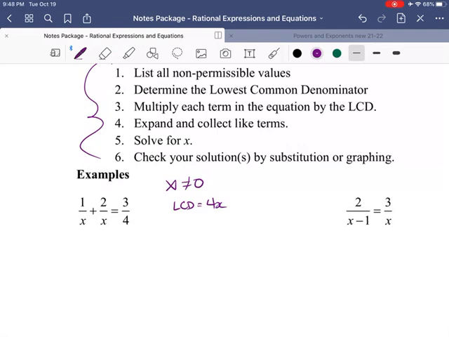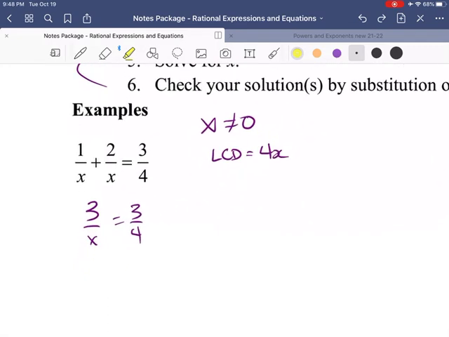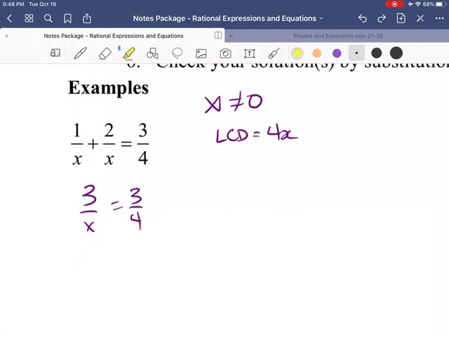In this example, we can actually simplify. These are the same denominator, so we can add those two fractions. So we have 3 over x is equal to 3 over 4. Now you might be going, all right, Mr. Blackwell, I can just see this, and the numerators are equivalent, so x must equal 4. Well, that's great, but I want to show you the steps so you can follow the process more than just looking at it and understanding it.